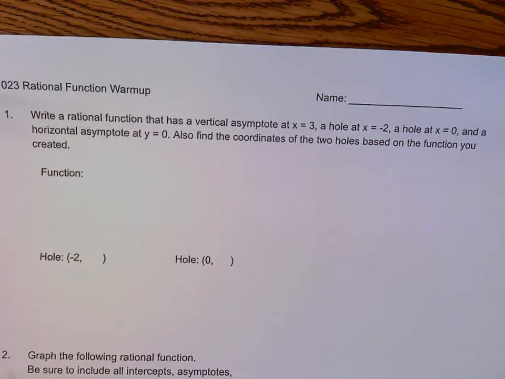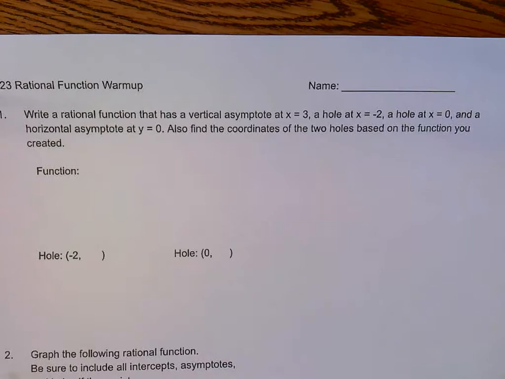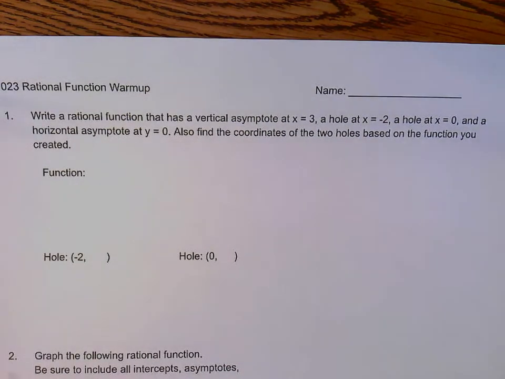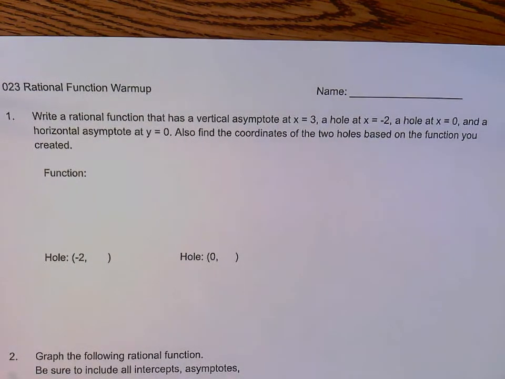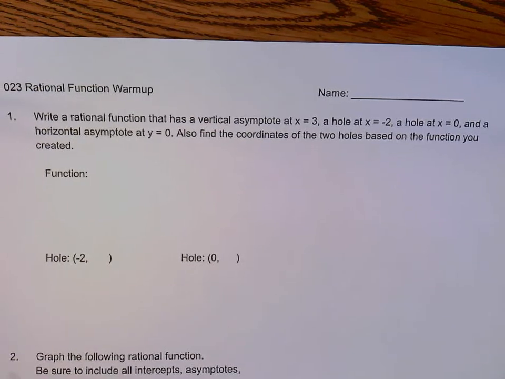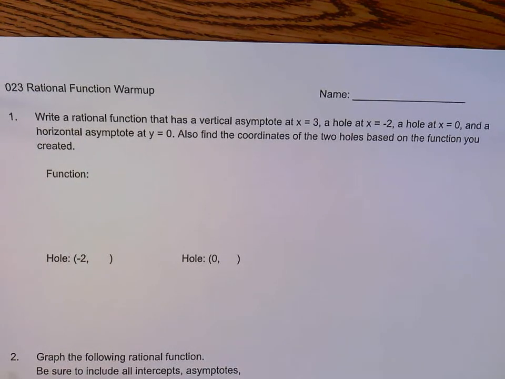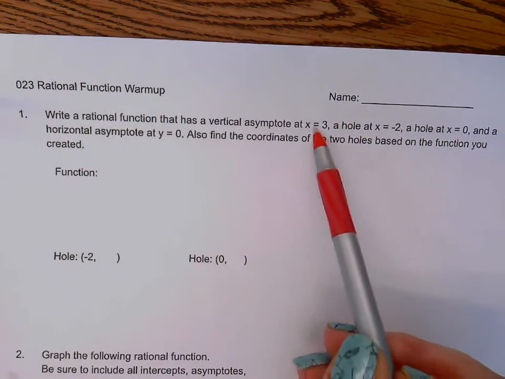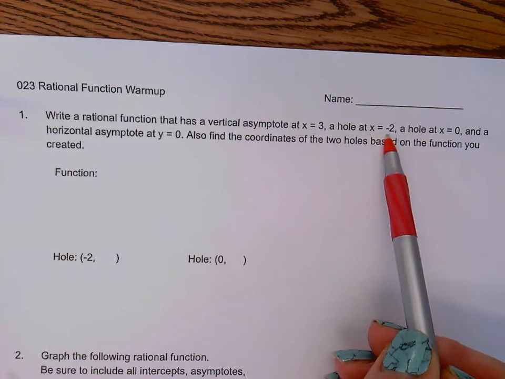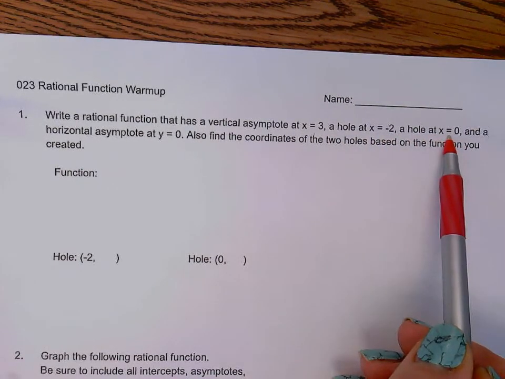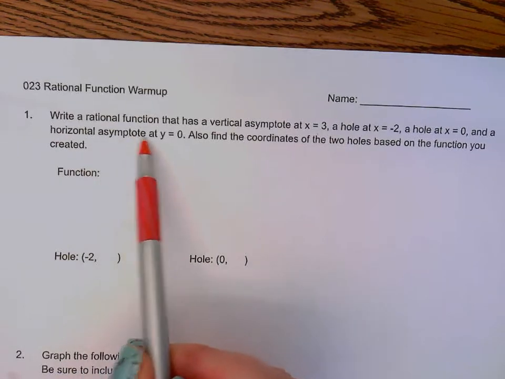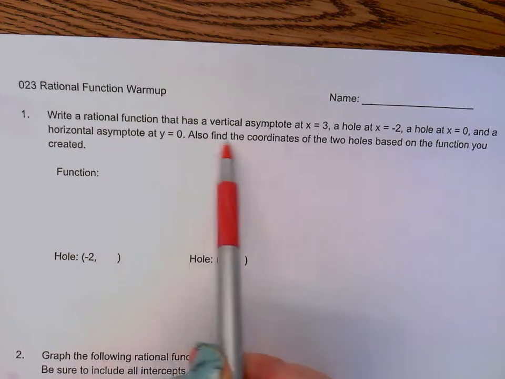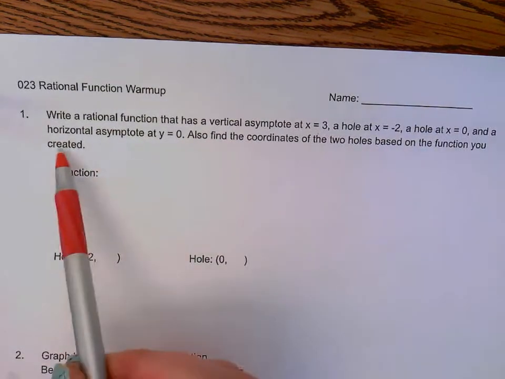All right, so this is a rational function warm-up, but it might help some of you who are having trouble with holes. So this says, let's write a rational function that has a vertical asymptote at x equals 3, a hole at -2, a hole at 0, and a horizontal asymptote at y equals 0, and then find the coordinates of the two holes based on the function you created.